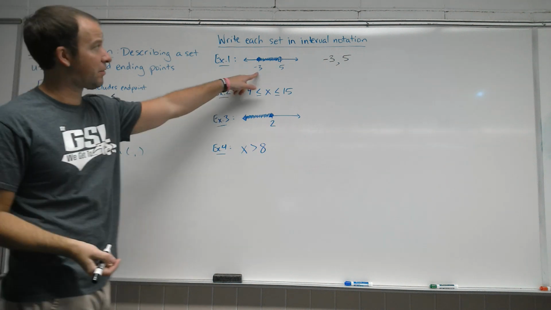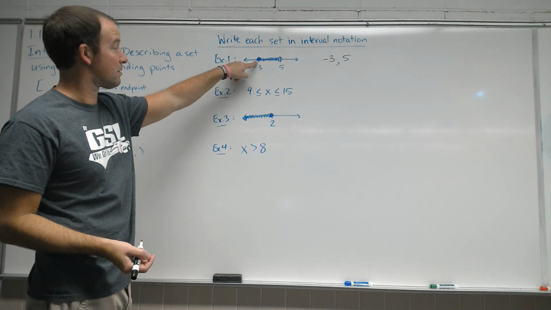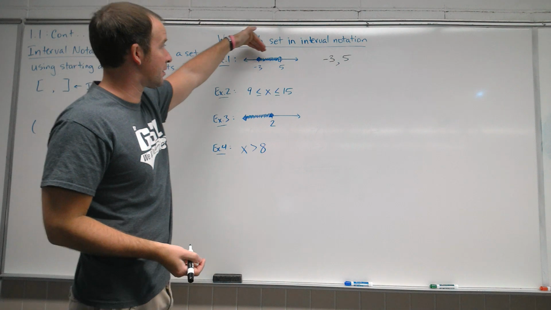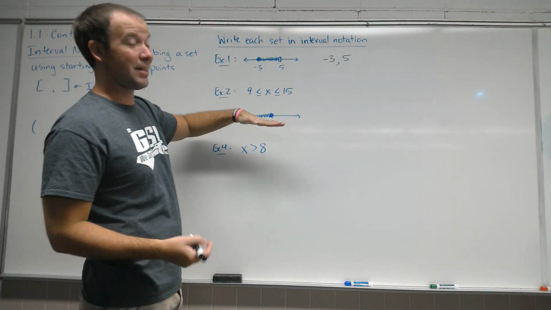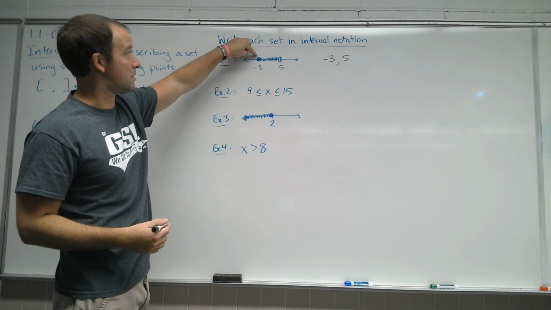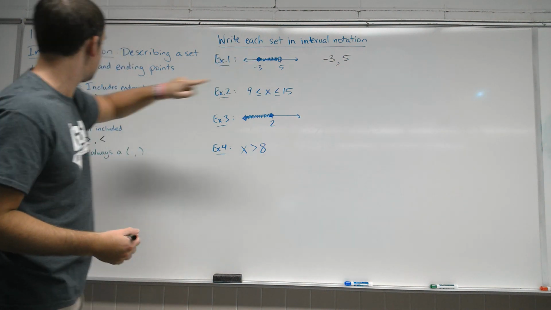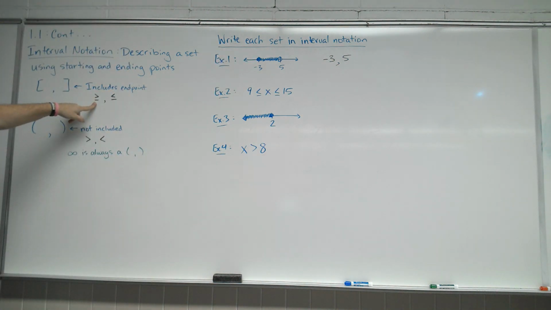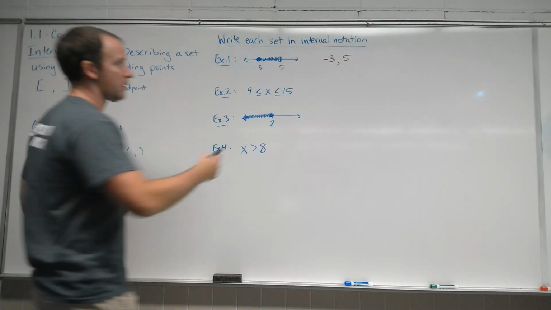Okay, is the -3 included in my set? Yeah, because when I have a number line, anything that's shaded in is included, anything that's not shaded in is not. So since the -3 is shaded in, it is included. That is equal to -3. So I'm going to use a bracket on the -3.